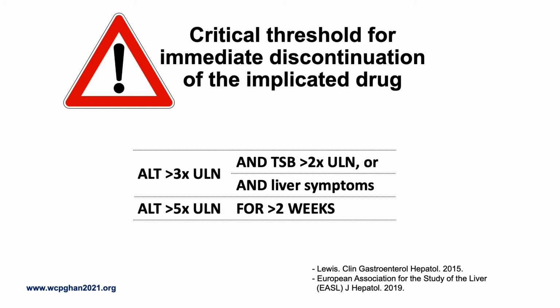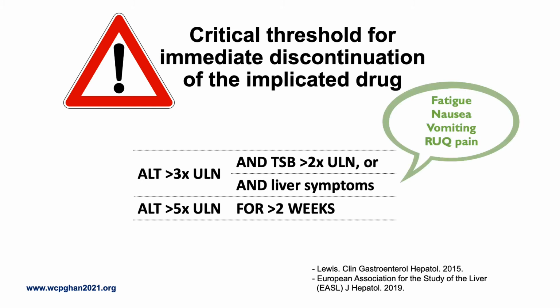In addition to this stopping rule, discontinuation of therapy is also advised in cases of marked ALT elevation, that is more than 5 times the upper limit of normal, for more than 2 weeks in the absence of symptoms, or ALT more than 3 times the upper limit of normal in combination with fatigue, nausea, vomiting, and right upper quadrant pain.